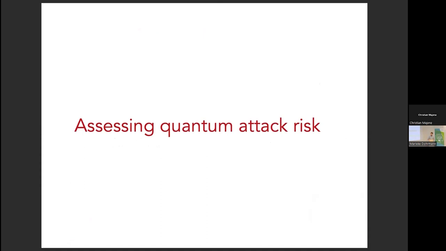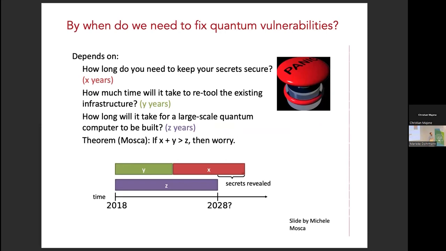So here's a picture of the basic form of this risk assessment. There are three quantities that are important. The lifetime of our data: how long do we need our data to be securely encrypted, for example? Then another value, Y here: how long does it take for us to change our infrastructure to something that is quantum secure? And then, of course, a very important quantity is also when will we have a quantum computer that's able to break cryptography? Because nowadays we don't have it. We don't have a quantum computer yet in any meaningful sense of the word.